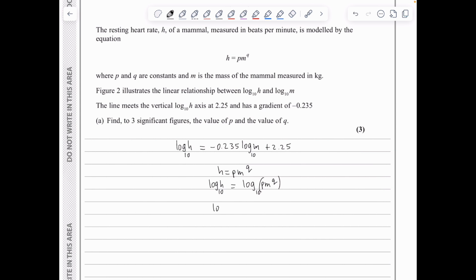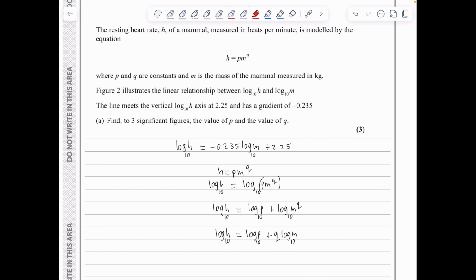I will proceed on the right hand side to split this as log of P base 10 plus log of M to the Q base 10, because we know that the log of the product is the sum of the logarithms, and then using the power law of logarithms, we know that log of H base 10 is equal to log of P base 10 plus Q log of M base 10.